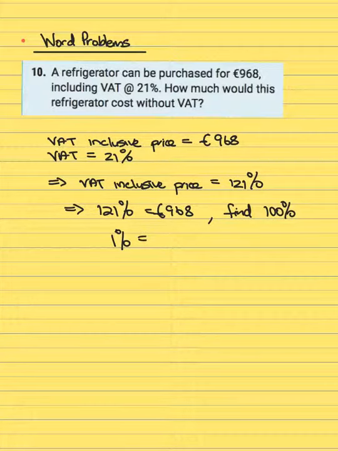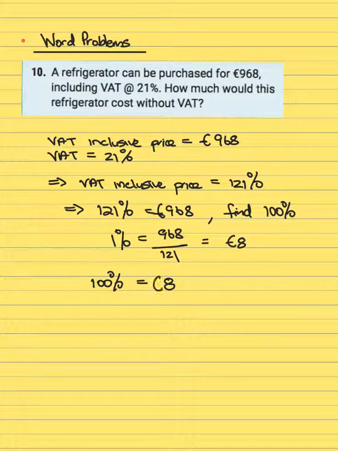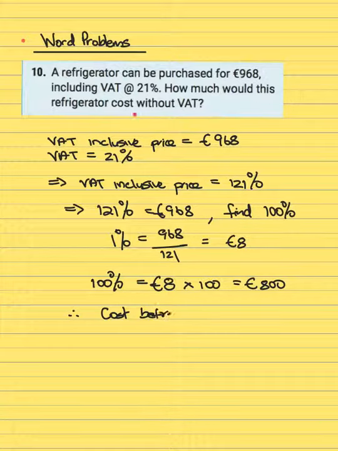As before, we get 1%. We know 121%. 1% is 968 divided by 121, and we pop that in our calculator, and we get €8. And then it's easy to see that 100% is the €8 multiplied by 100, because €8 is 1%. So we get €800, and that's our cost before the VAT has been added. Cost without VAT, in other words, is €800.